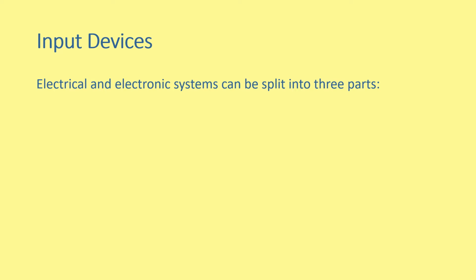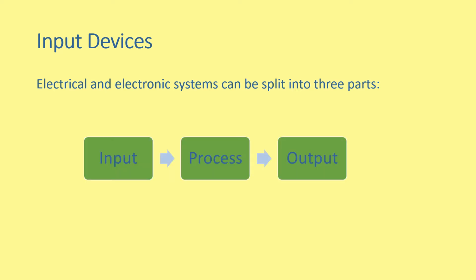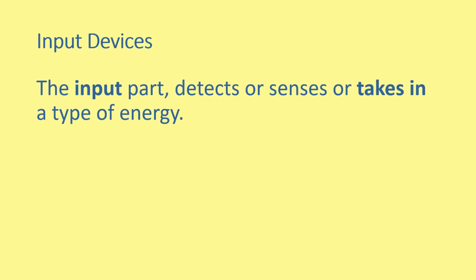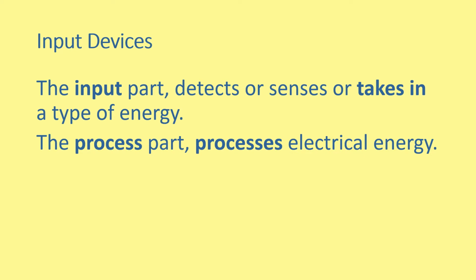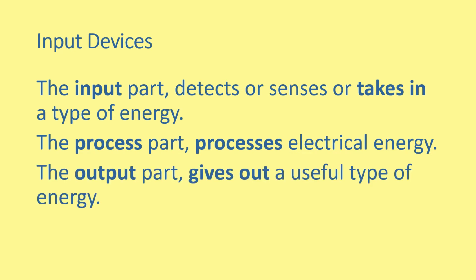Input devices. Electrical and electronic systems can be split into three parts: input, process, output. The input part detects or senses or takes in a type of energy. The process part processes electrical energy, and the output part gives out a useful type of energy. For example, this could be kinetic in the form of a motor or light in the form of an LED.